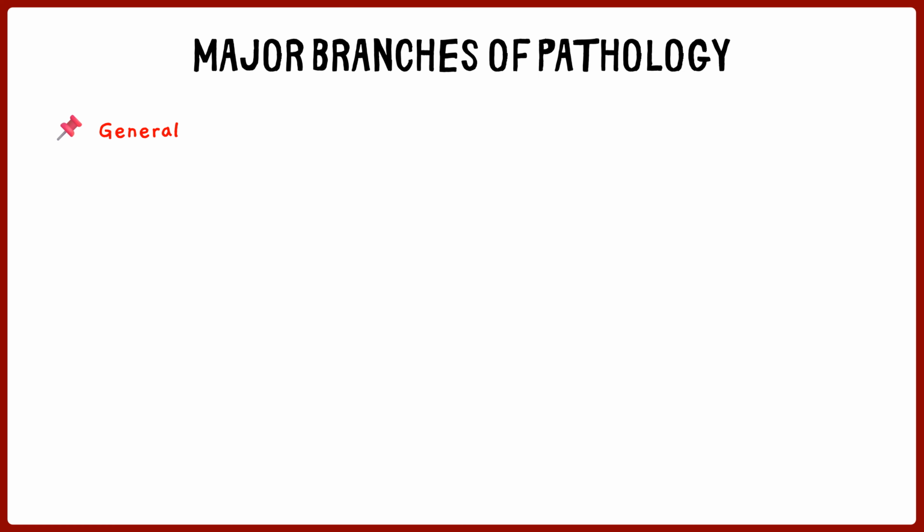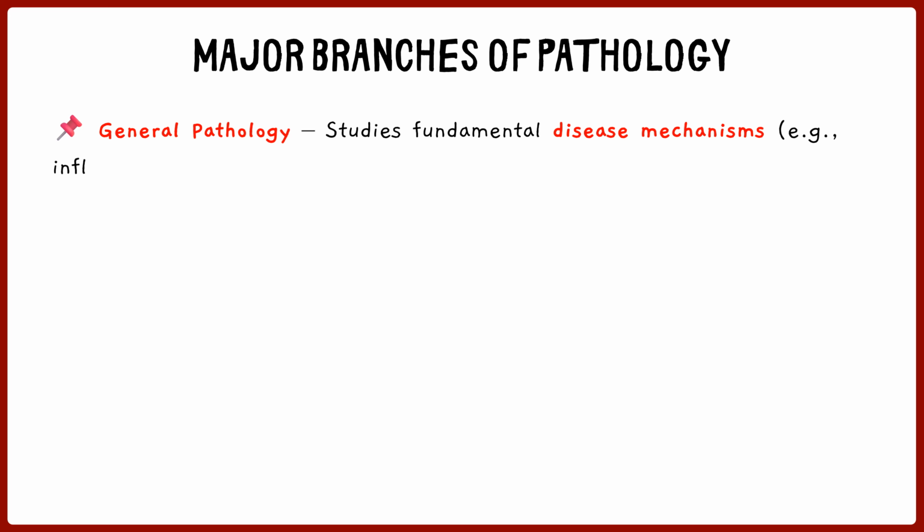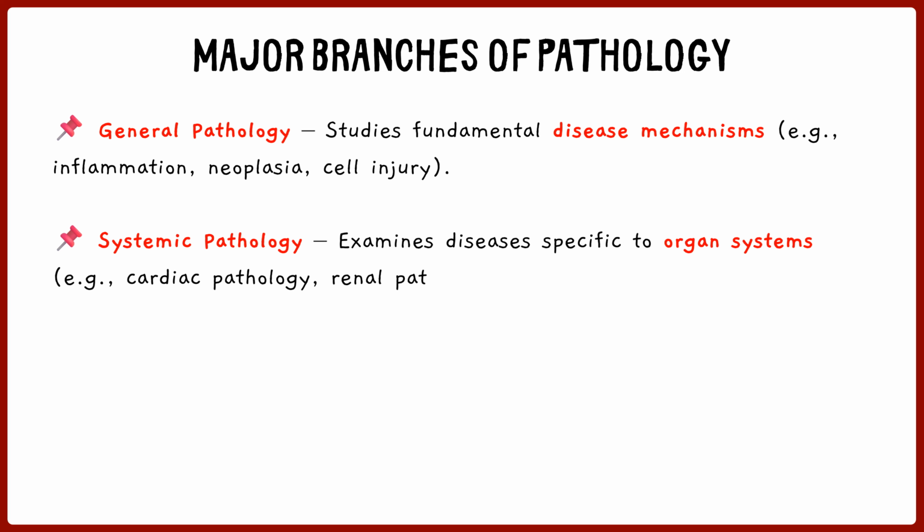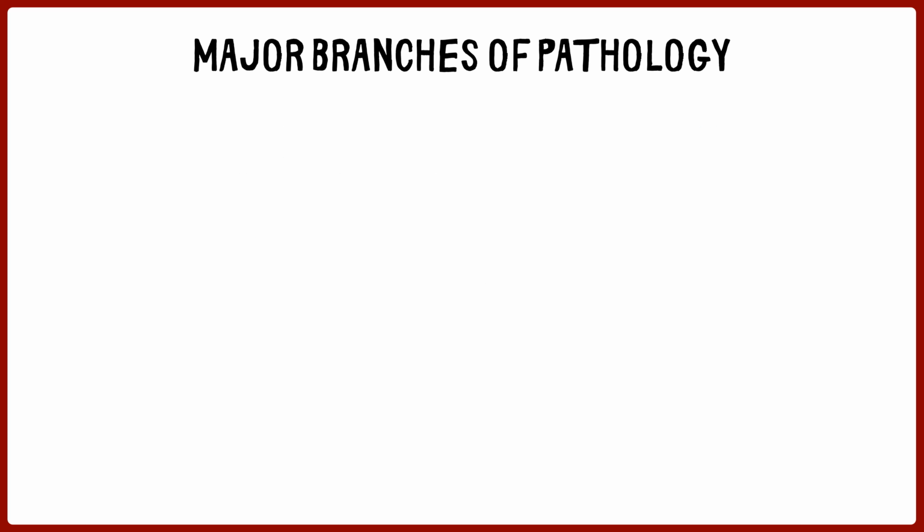First of all, we like to divide it into general pathology because it deals with the fundamentals of the disease processes. Inflammation, neoplasia, cellular injury, cellular adaptations, all of these are things that can affect any organ in our body, and that's why it is in the general pathology section. Next is systemic pathology, where we look at the diseases that only affect specific organs. For example, diseases that only affect the cardiac system or the ones that only affect the renal system.